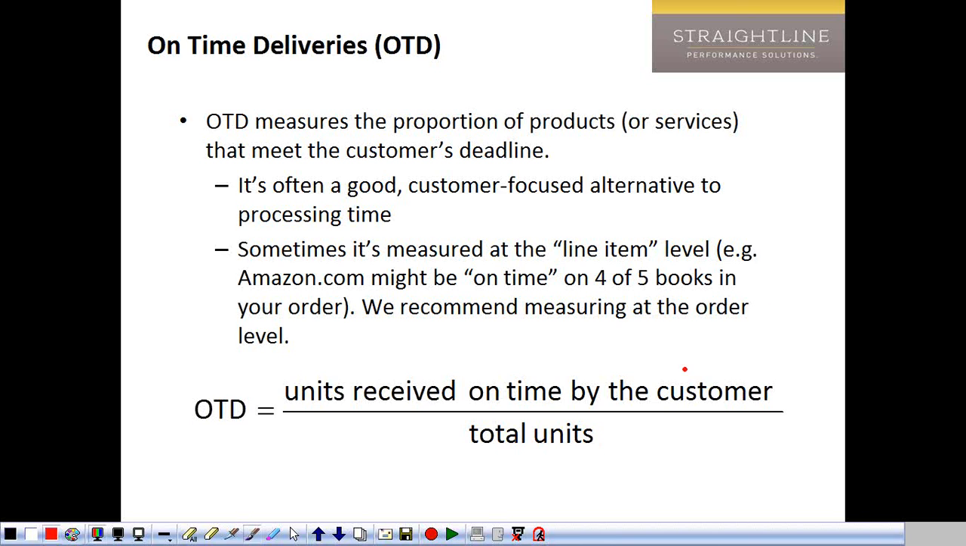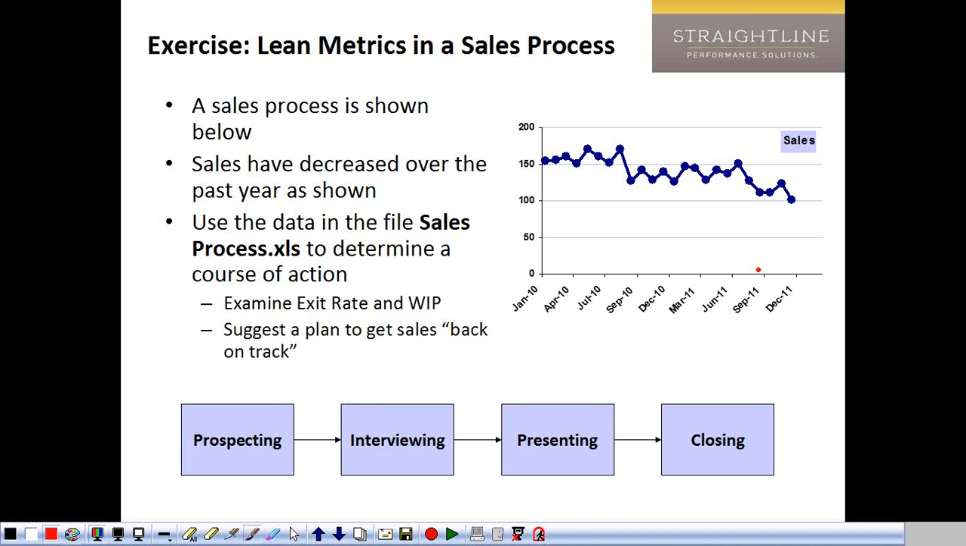Now, just to mention this, sometimes it's measured at the line item level. So Amazon, for example, if you ordered 5 books, they may count 4 out of 5 as on time if they ship 4 of the books to you and they let that 5th one slide. That may make sense. It may not. Generally speaking, I think you would want to err on the side of caution and count that as not an on-time delivery. But there could be exceptions to that. All right.